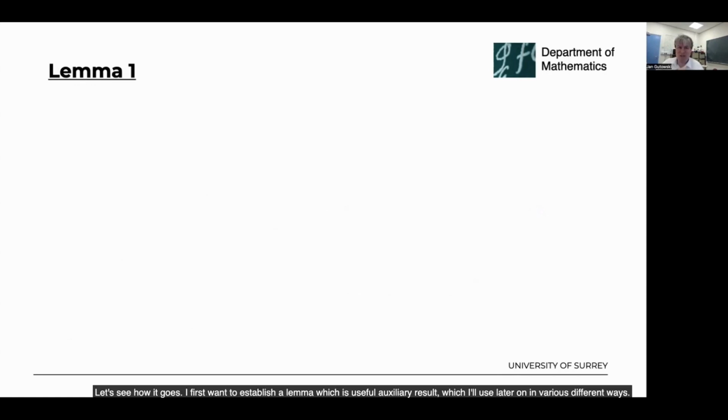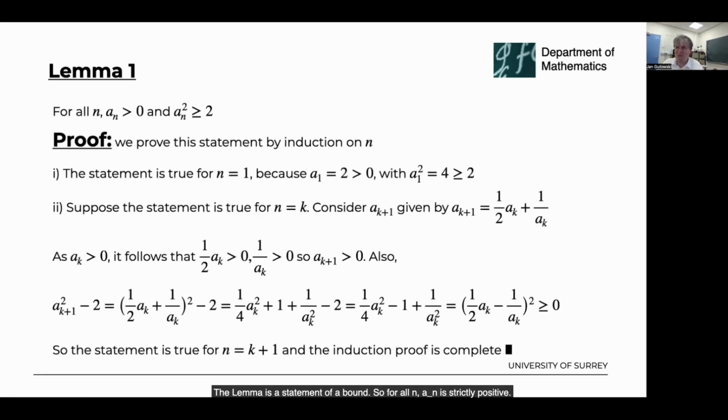I first want to establish a lemma, which is a useful auxiliary result, which I'll use later on in various different ways. So lemma 1 is a statement of a bound. So for all n, a_n is strictly positive and a_n squared is greater than or equal to 2. So we prove this statement by induction on little n. So remember, for a proof by induction, I have to do two things.